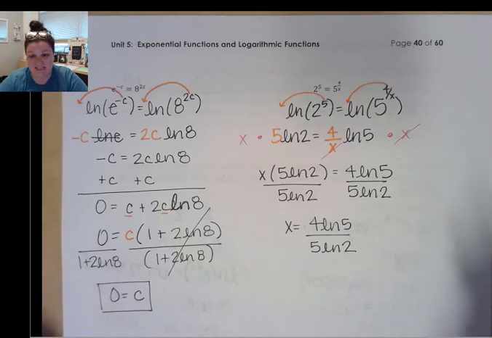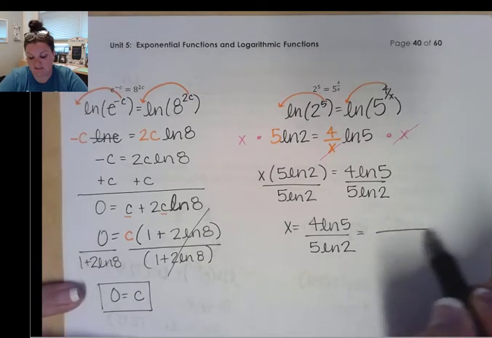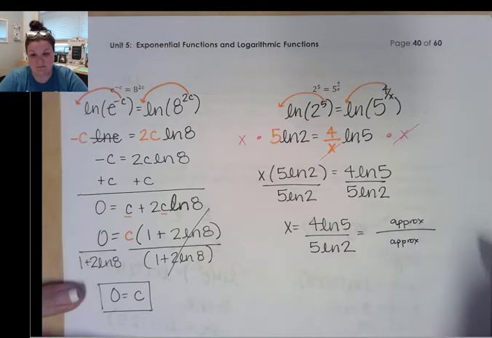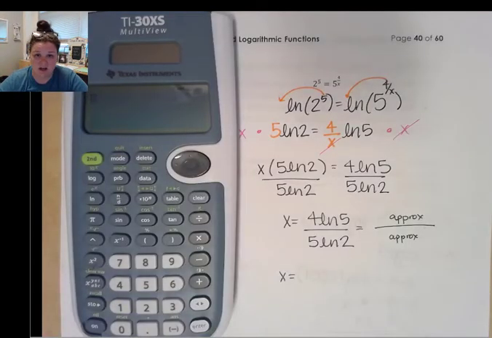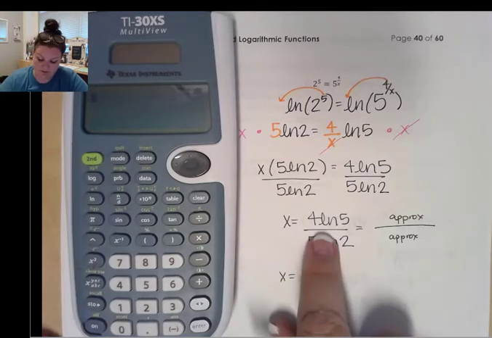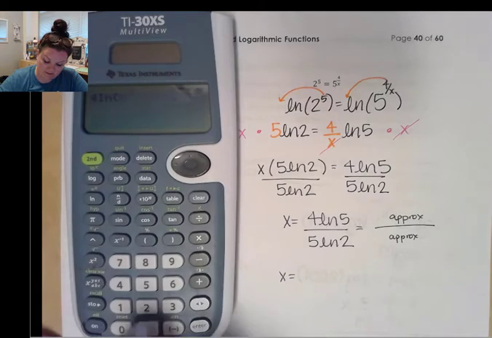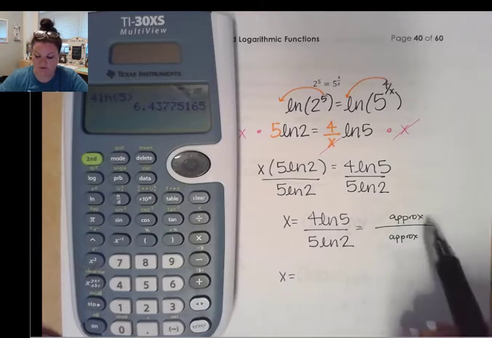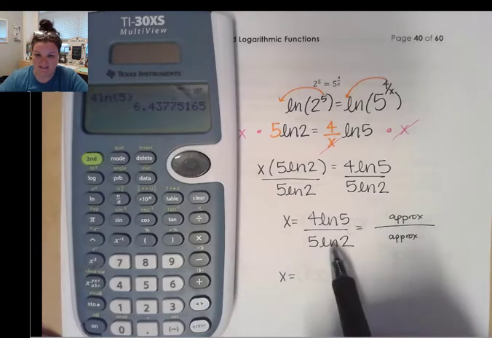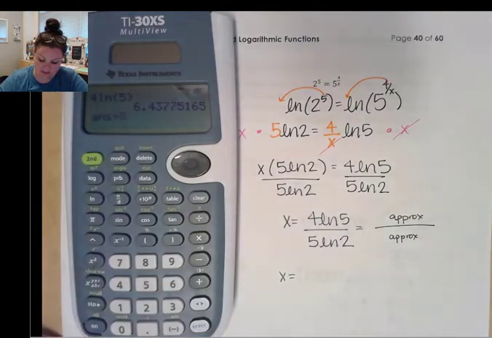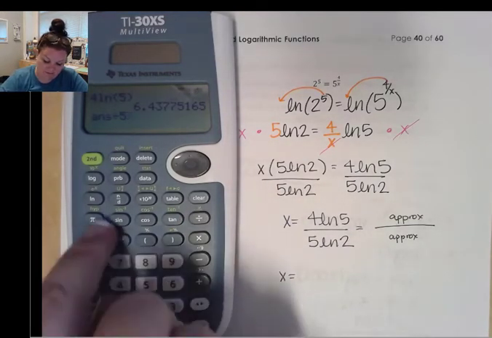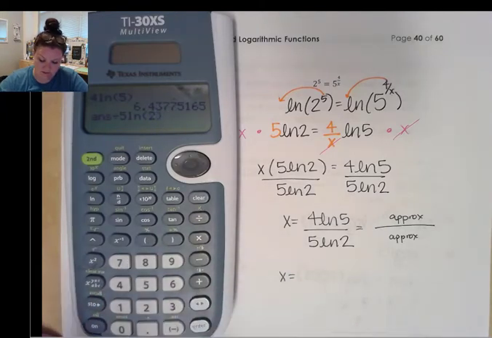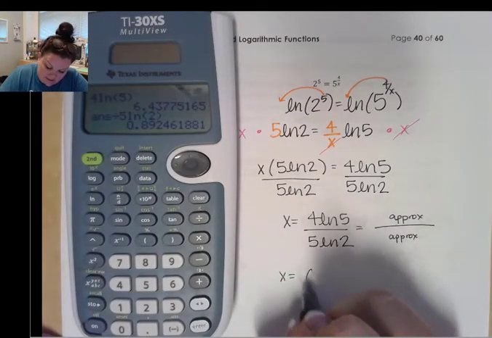So if you have a more basic calculator, you're probably going to have to get an approximation for this number and an approximation for this number, and then divide those two approximations. I like to just do the top and then divide it by the bottom. So when I do the top, I get 4 ln 5, right? That's the top of my fraction. Enter. So if you're somebody who's writing out approximations, you can put that here. And then we're going to divide it by this bottom piece, which is 5 ln 2. Enter.